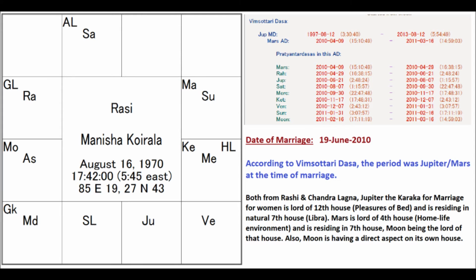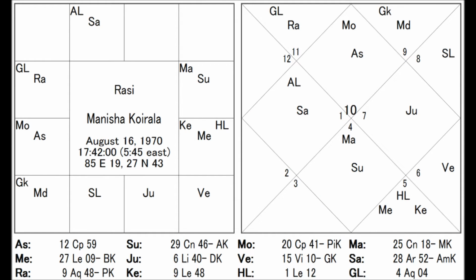Now let's go to the second one, the Antardasa. The actual marriage happened during Jupiter Mars Antardasa. When you look at the natal chart, Mars is the 4th house lord, Sukhasthanamu, and is residing in the 7th house, and Moon is the lord of the 7th house, and Moon is in the 1st house. Thus Moon is directly aspecting the 7th house, and thereby aspecting the 4th house lord, which is Mars.